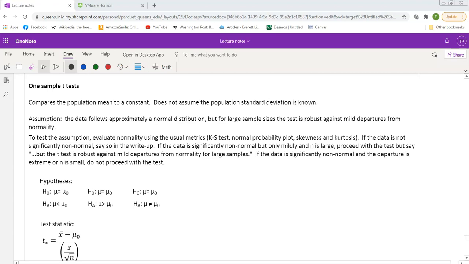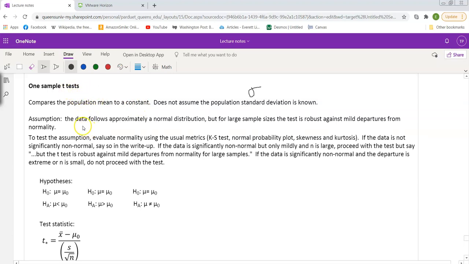The difference between the z-test and the t-test is that the z-test assumed that sigma, the population standard deviation, was known. In real life, we really never know sigma. If we knew the population standard deviation, we'd know the population mean and we wouldn't have to run a hypothesis test. So if somebody in real life wants to compare mu to a constant, this is the test they run.